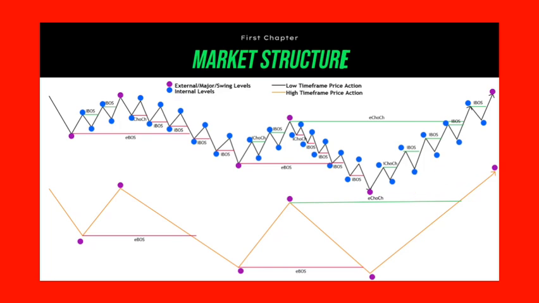So by creating internal higher highs and internal higher lows with their own internal bullish breaks of structure, the price goes up to break the last external lower high, and by breaking it, sets a new external higher high with its own external bullish change of character. We have marked with the purple dots every external level, with the blue dots every internal level. The price action from above, so the black lines, is the low time frame price action, and the one below with the orange lines is the high time frame price action.